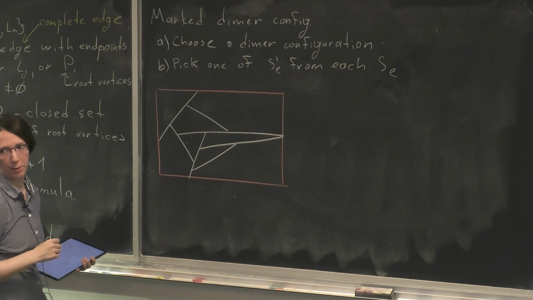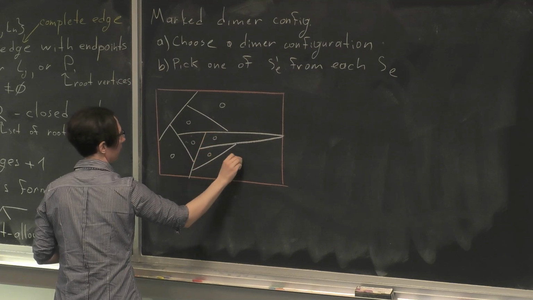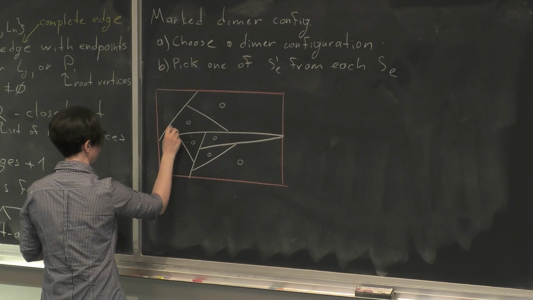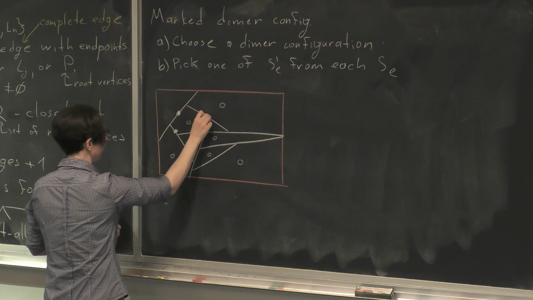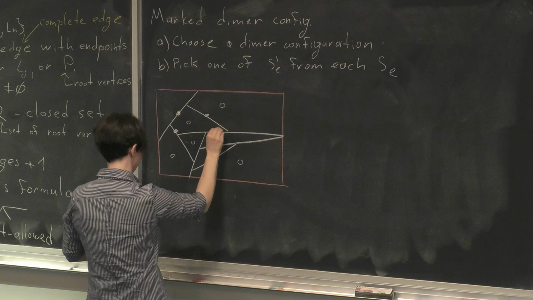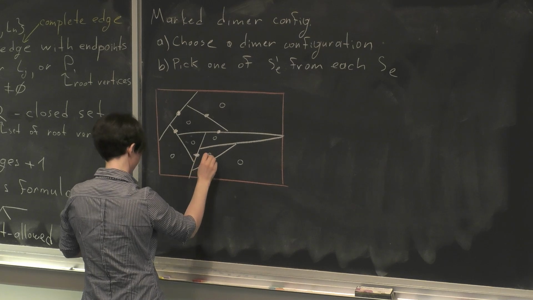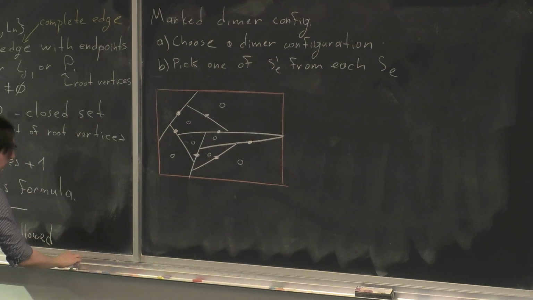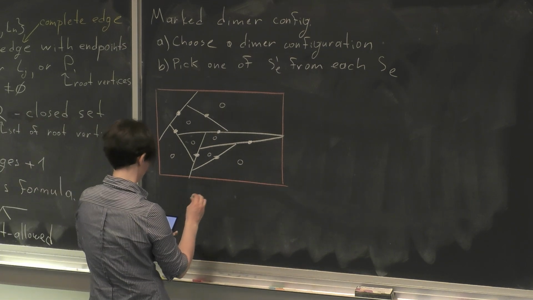So this vertex is not participating in our dimer graph. I have only those white vertices, and then I have black vertices. I'm not going to draw a bipartite graph. Instead, I will just draw one of the dimer configurations of this graph. For example, this one.